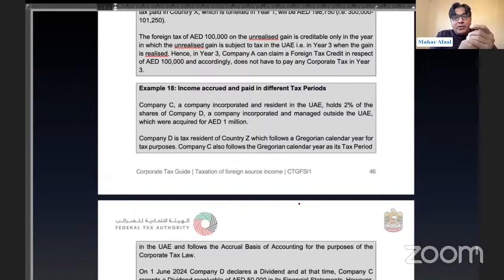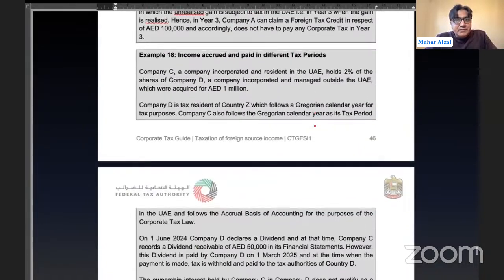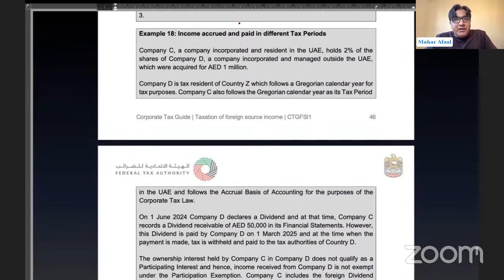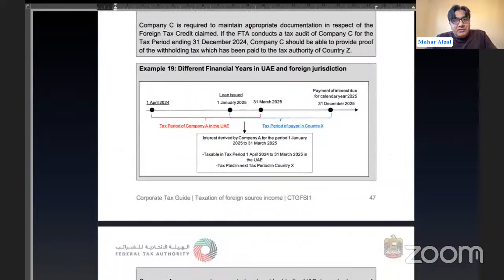The important thing I've already told you is an apple to apple comparison. If your income is being taxed in the UAE, you will be able to take the foreign tax credit. Otherwise, you will not be able to take the foreign tax credit. If any income is included in your consolidated financials as per IFRS, you need to adjust it to arrive at the taxable profits. For a different period, this is the same example, you can go through this as well.